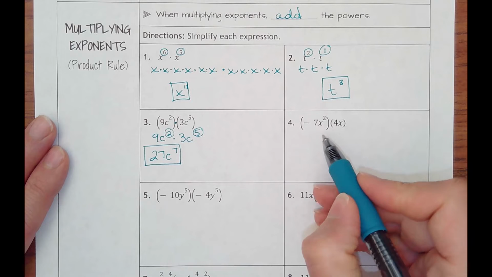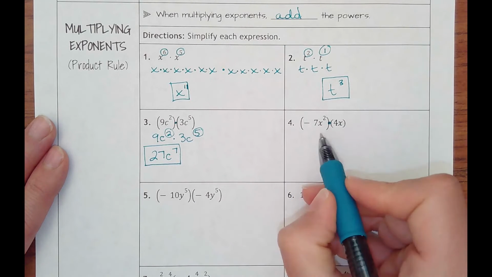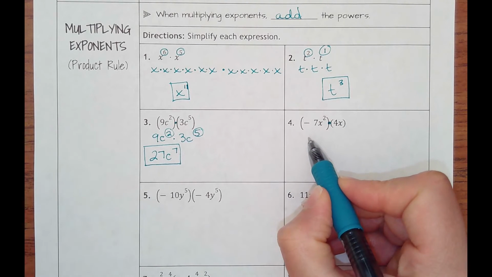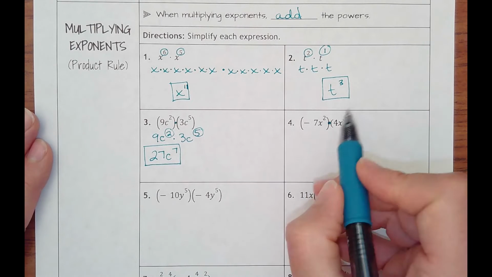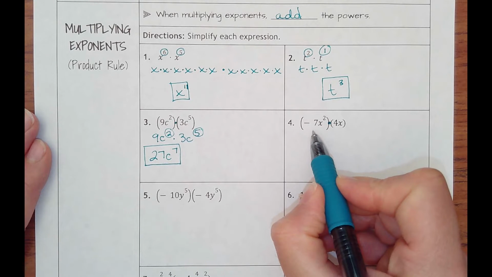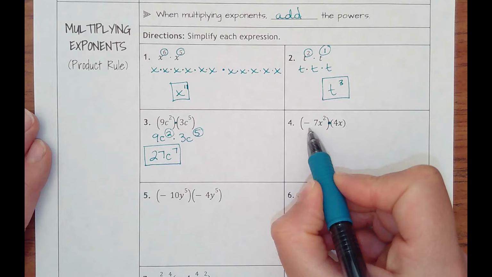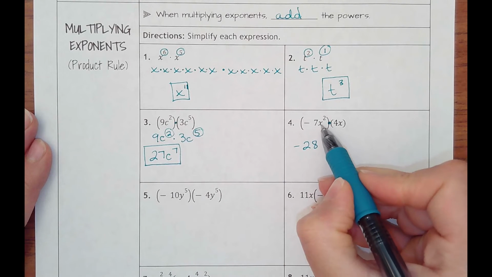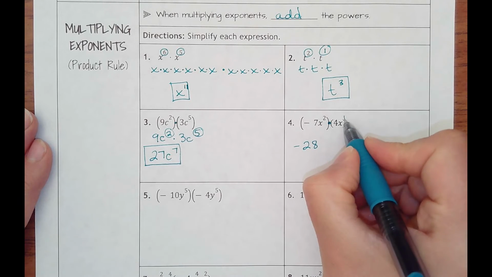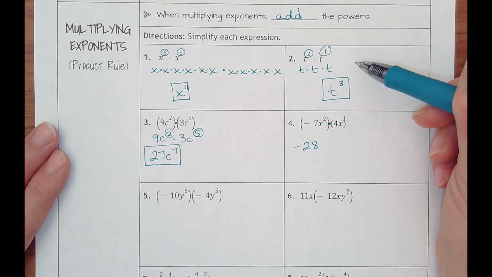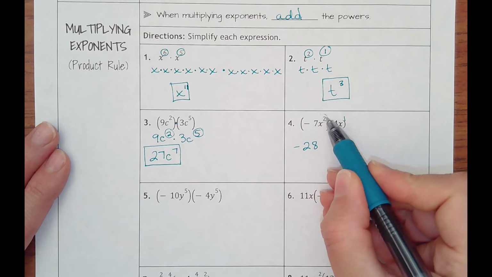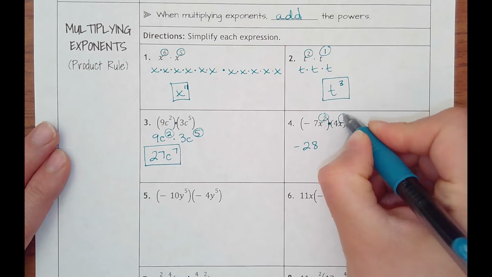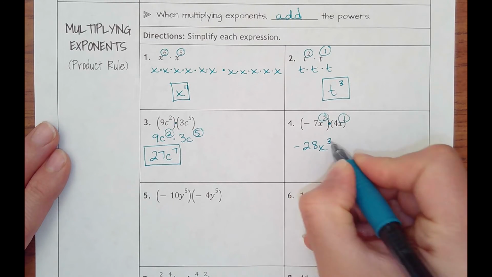So number 4, let's try to do as little work as possible. We're not taking stuff out of parentheses and we're not going to write anything out, we're just going to do the rules. So I would multiply the coefficients, -7 times 4 is -28. Then I have x squared times x to the 1st. So that's exactly like what happened on number 2. So we have a power of 2 plus a power of 1, which would be x cubed.